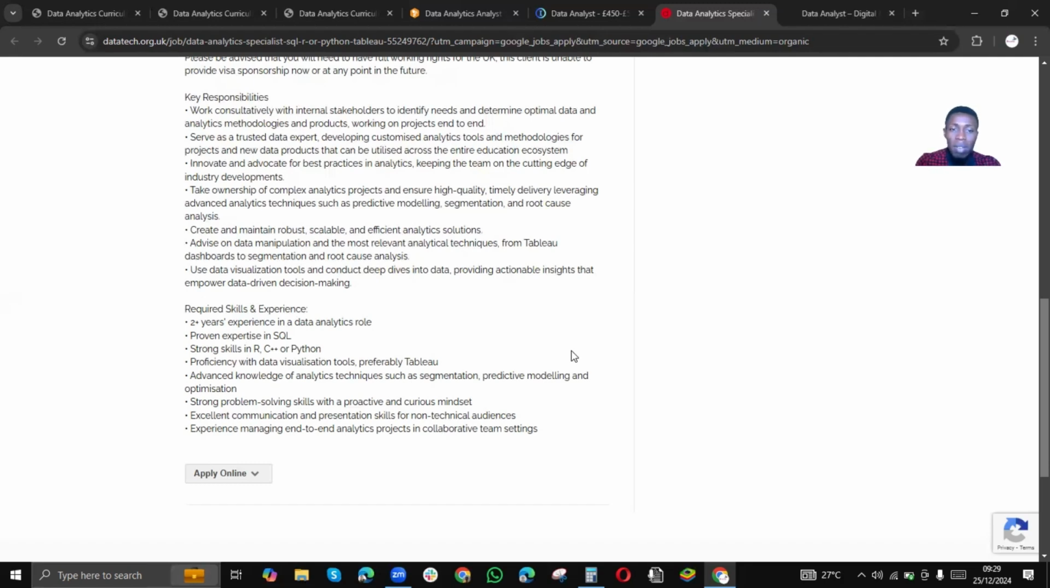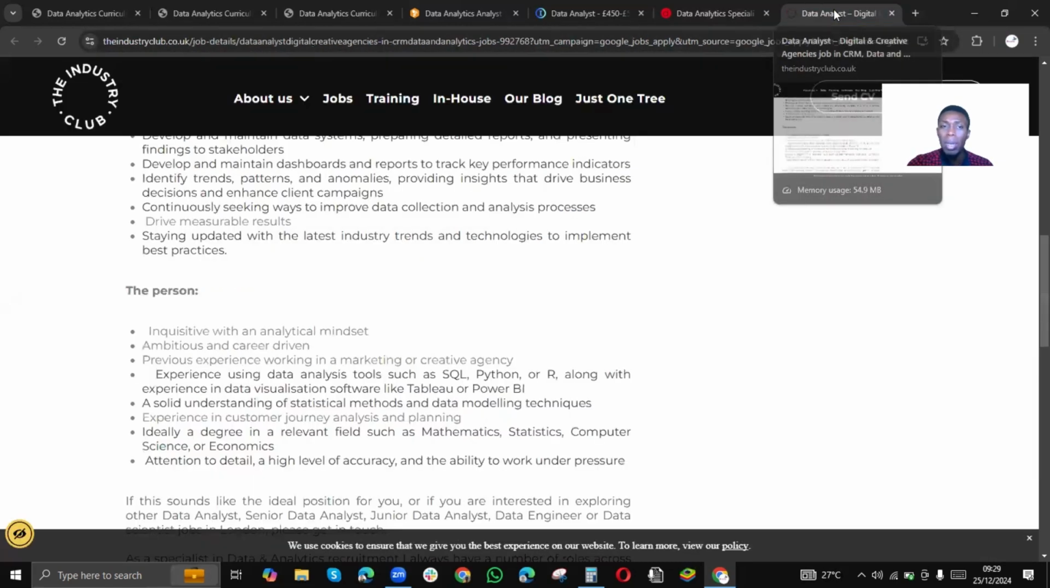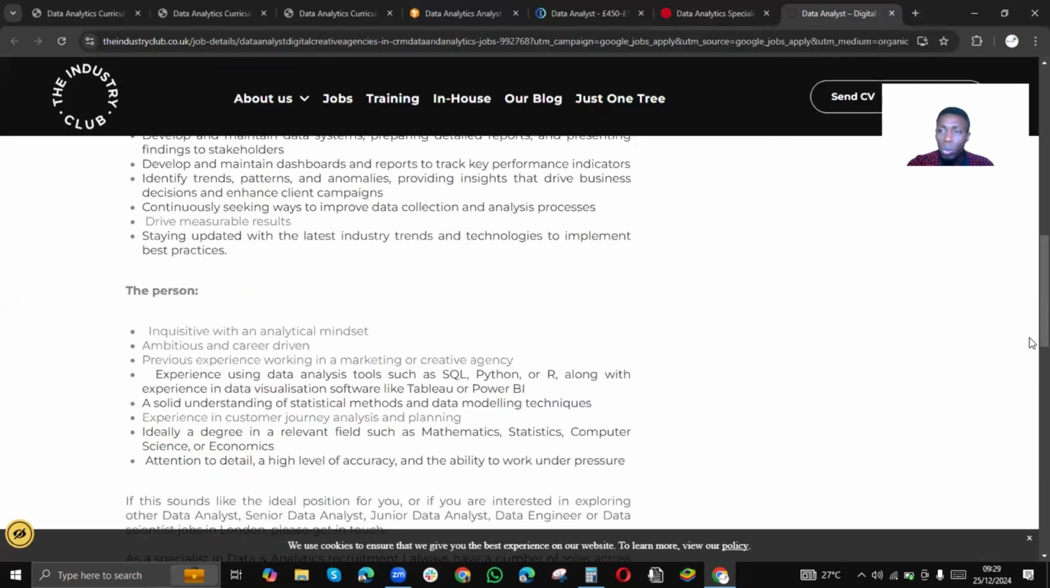Not only that, proficiency in data visualization tools such as Tableau. You see, either you learn Tableau or you use PowerBI, there's none that cannot work for you. Then advanced knowledge in analytics techniques such as segmentation, predictive modeling, and optimization. Some of these jobs require these things for you to go deep into. And you will realize that you need this, rather than being selective and wondering which kind of job you are going to take.